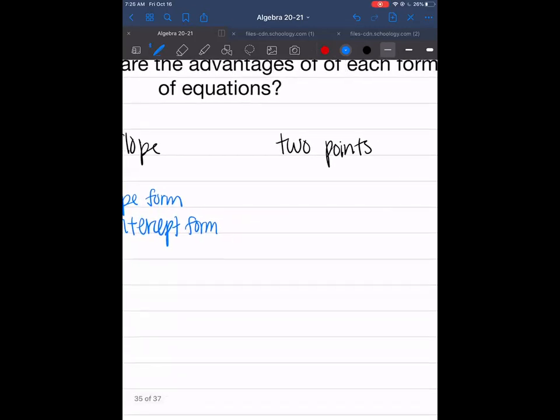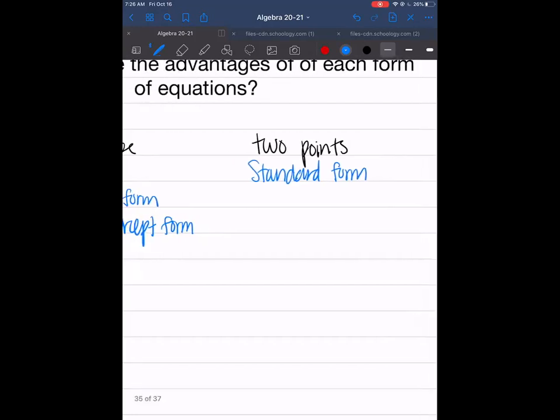2 points, this is where standard form comes in. You do have to do some work to get standard form to give you the 2 points, as in you have to find the x-intercept and y-intercept. But just remember that for the x-intercept, the y value equals 0, and for the y-intercept, the x value is 0.